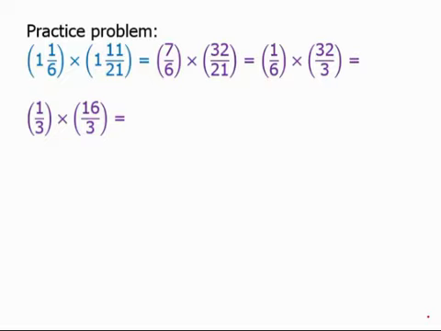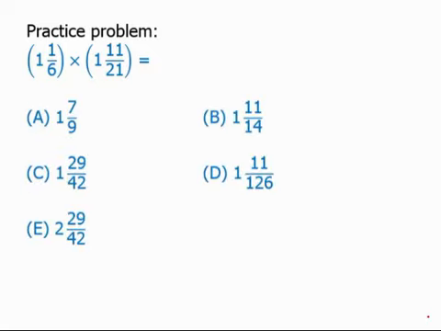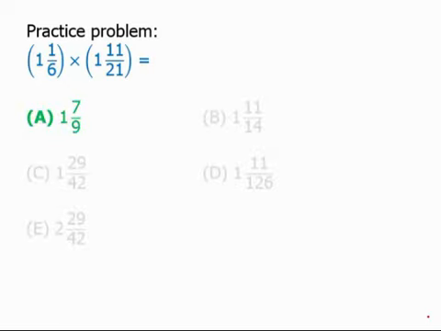So now we'll just multiply, and we get 16 over 9. Well, now that we have our answer in improper fraction form, we'll change this back to a mixed numeral, 1 and 7/9. That's the actual product, 1 and 7/9. So go back to the answer choices, and we select the correct answer choice A.